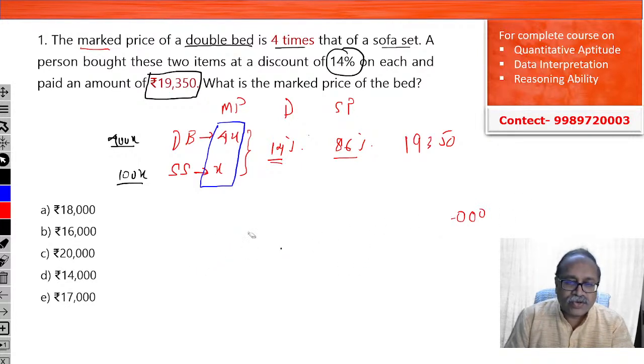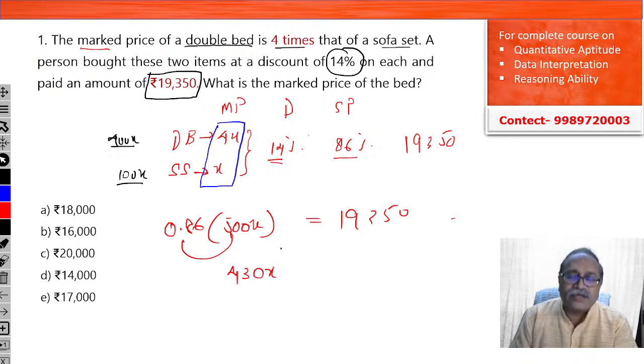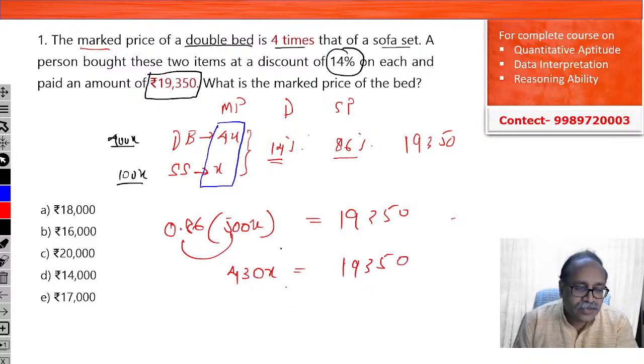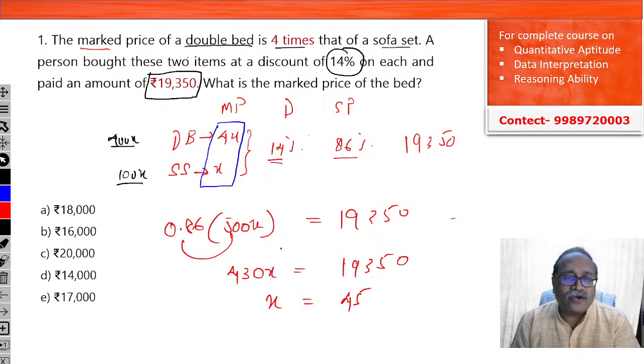Why is this calculation going a little wrong? Now here I can see that 0.86 of 500x is equal to 19,350. So when I multiply this part, let's see that, 430x. Okay, I was writing the wrong number. I'm sorry for that. So 430x is equal to 19,350. Then what is x? So x is equal to, I can see that it gets cancelled by 45 times. So once I get x is equal to 45, I need to find out the mark price of the bed.